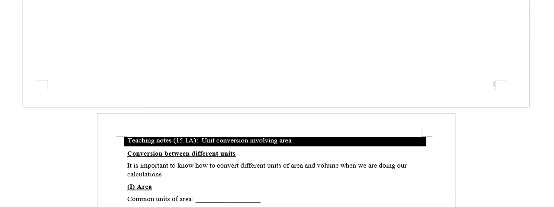Before we learn how to convert between different units of area, let us recall how we convert different units of length. Some of the units of length include kilometers, meters, centimeters, and millimeters. To convert from kilometers into meters, we will multiply by 1,000, and therefore the reverse is to divide by 1,000.